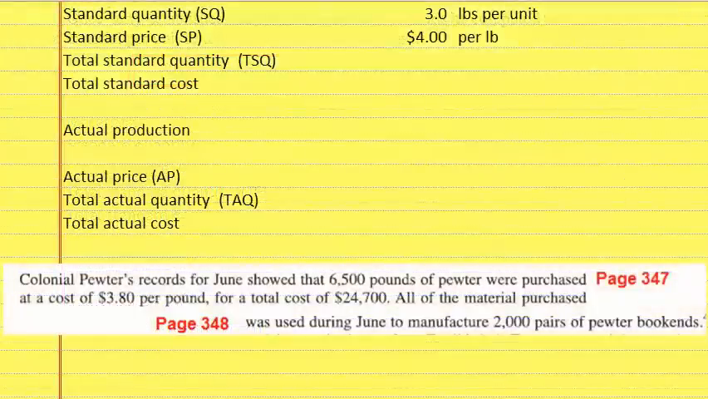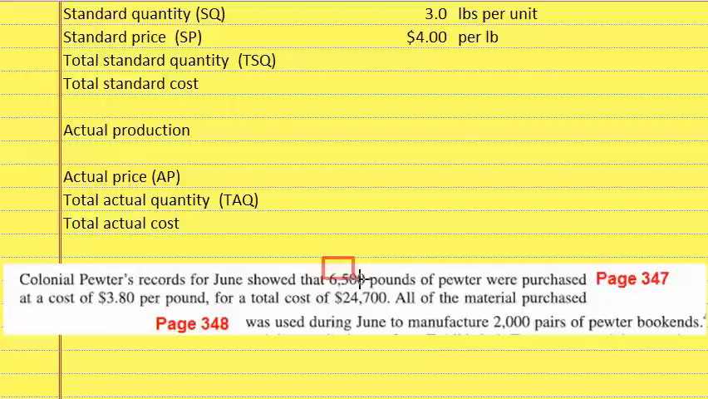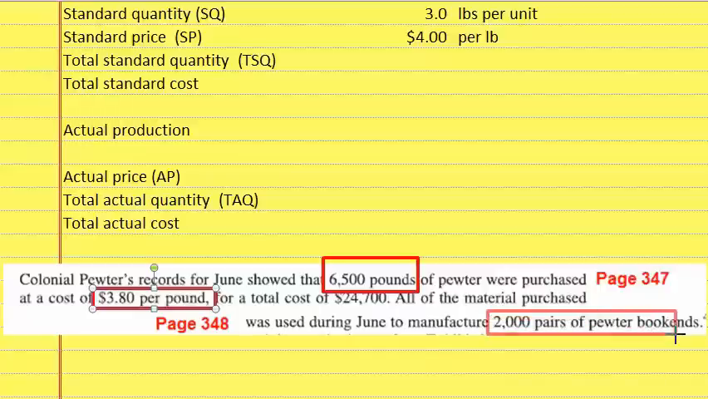So let's take a look at the actual data for June. Colonial Pewter's records for June showed that 6,500 pounds of pewter were purchased at a cost of $3.80 per pound. And during that month, 2,000 pairs of bookends were produced. So 3 pieces of actual data.